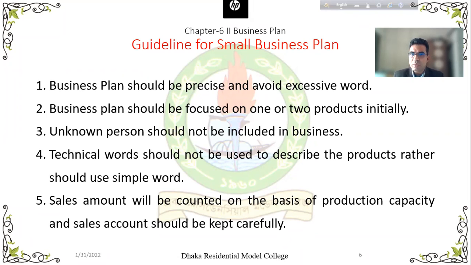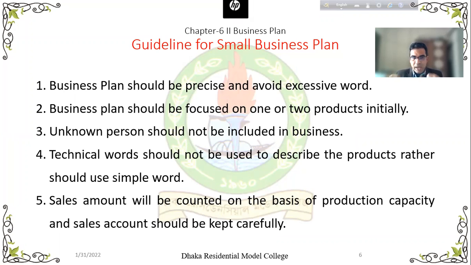You know, most of the businesses of our country, not only in our country, also all over the world, most of the businesses are small business enterprises, and before starting or establishing a small business, some guidelines must be followed. Which guidelines must be followed? Open your book, page number 85. Here is written guideline for a small business plan.